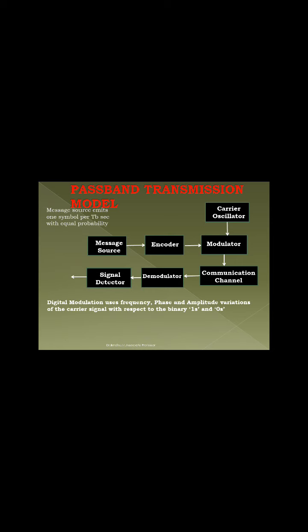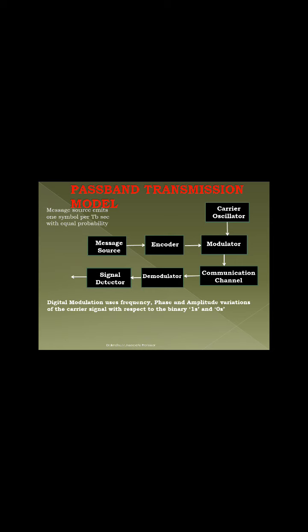The input is a message source which emits one symbol per time period Tb with an equal probability condition. The signals are encoded using the source encoding theorem as well as line code methodology. That particular signal has to be modulated before transmitting over a longer distance. So modulation and demodulation schemes are discussed under the name of digital modulation techniques.